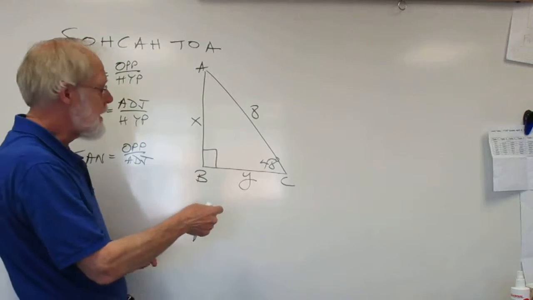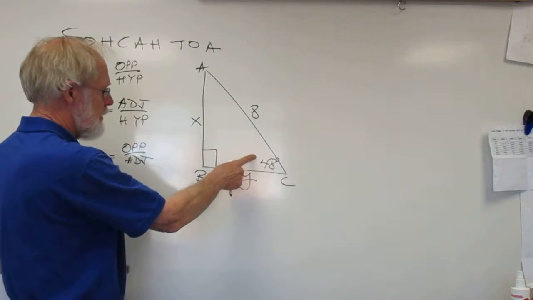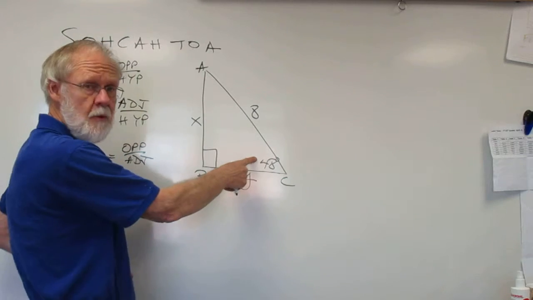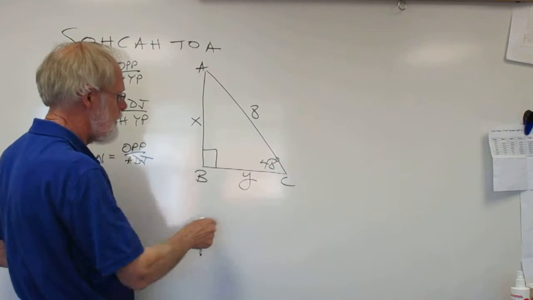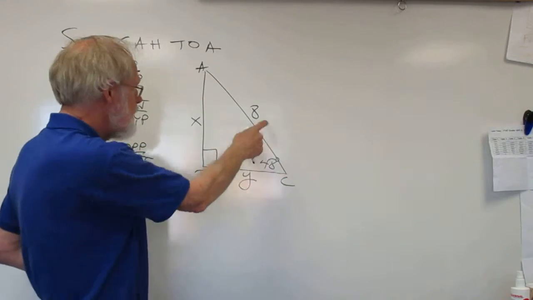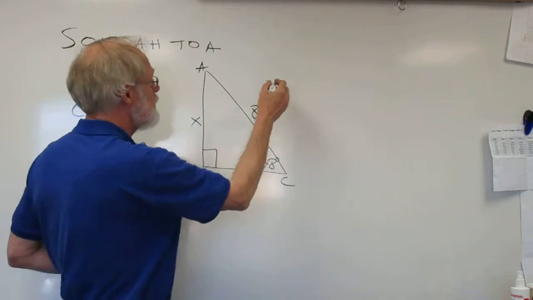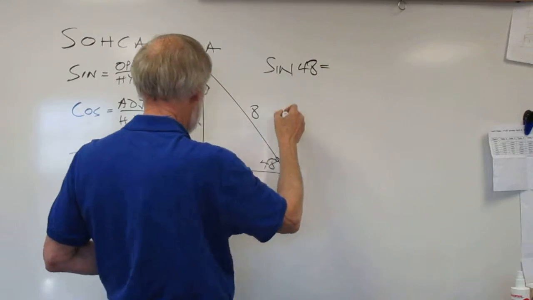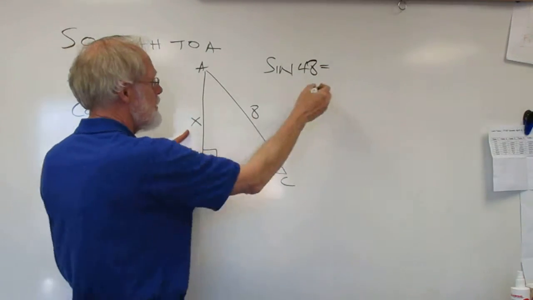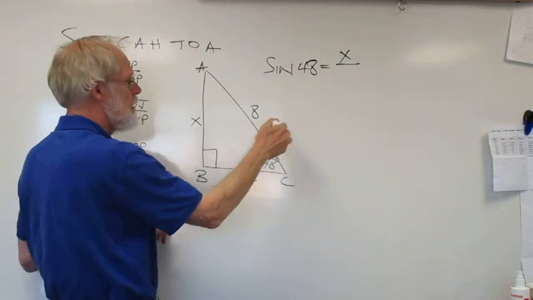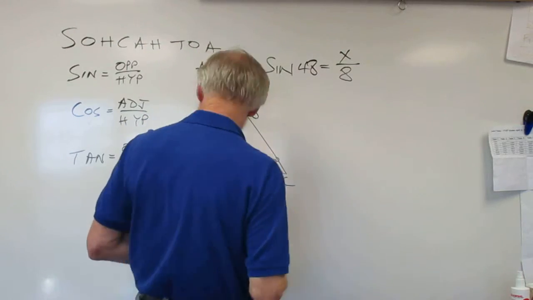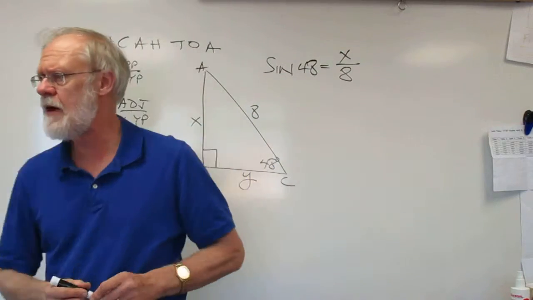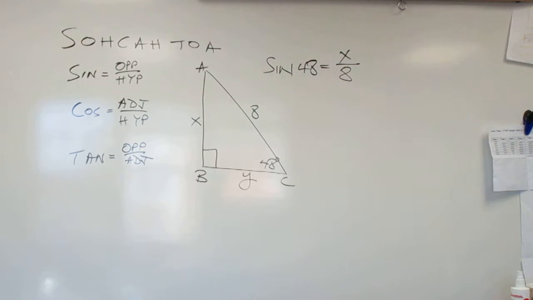So the two that we can use are the sine of 48 equals x over 8, or the cosine of 48 equals y over 8. So let's use the sine first. The sine of 48 is equal to opposite, which is x, over hypotenuse, which is 8. Now, let me find a calculator. I'll be right back.